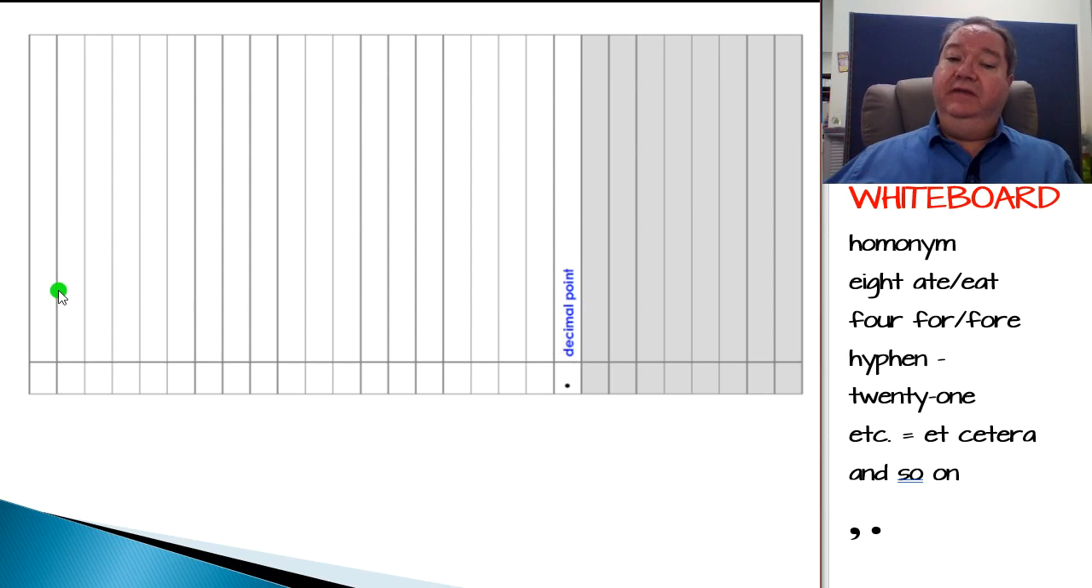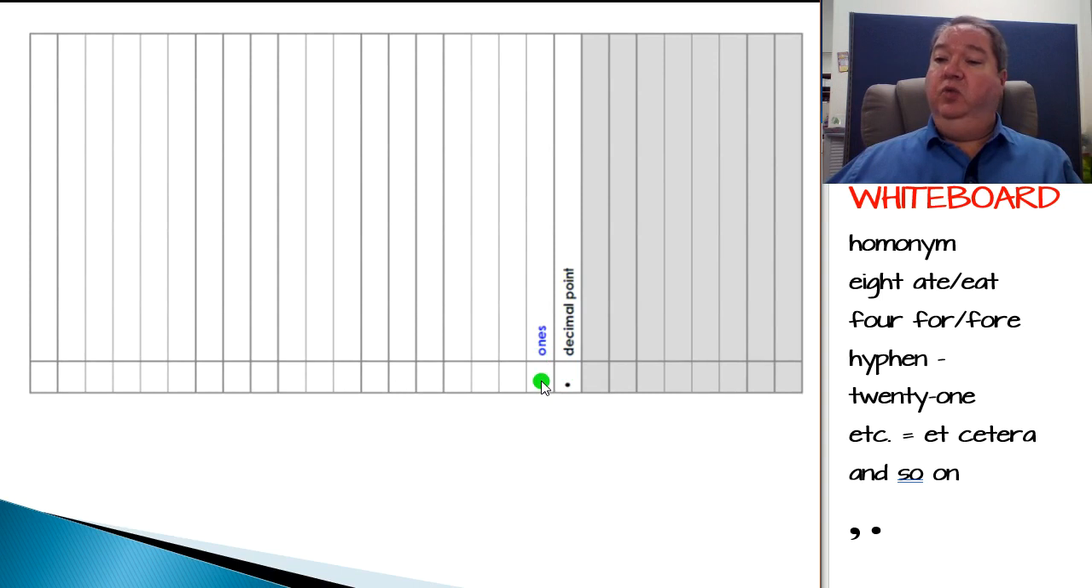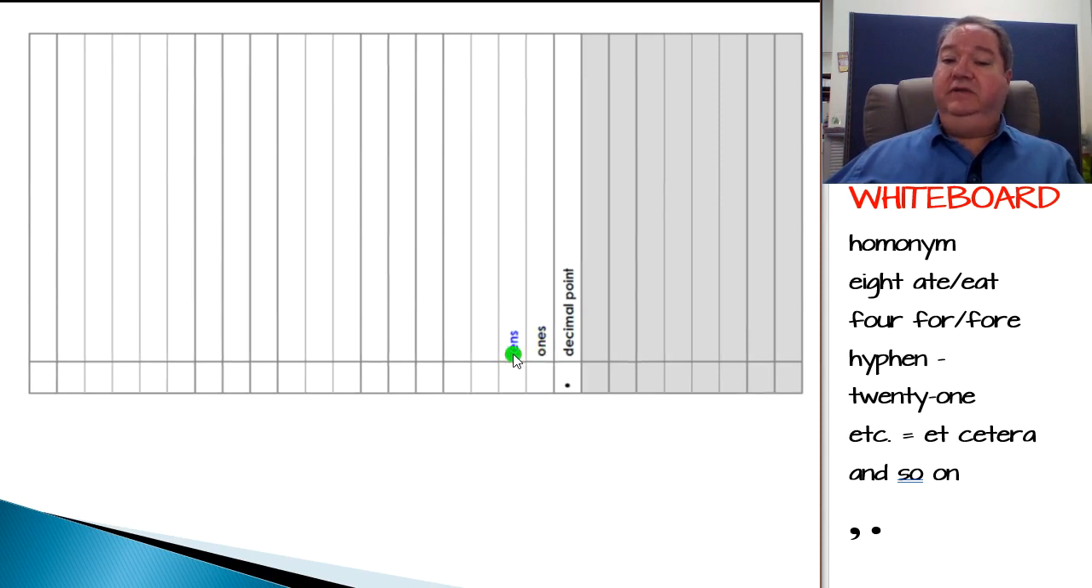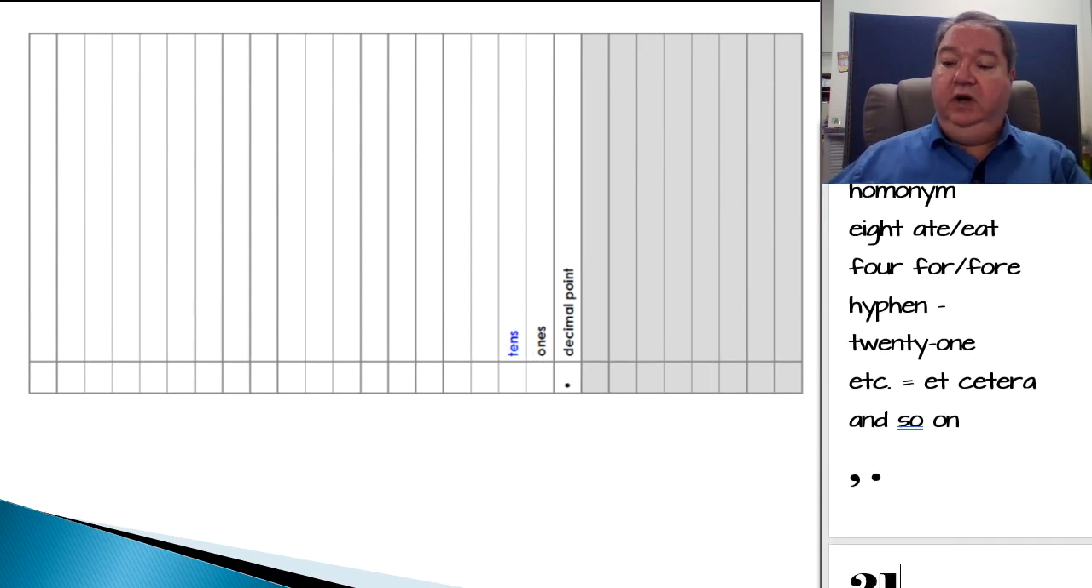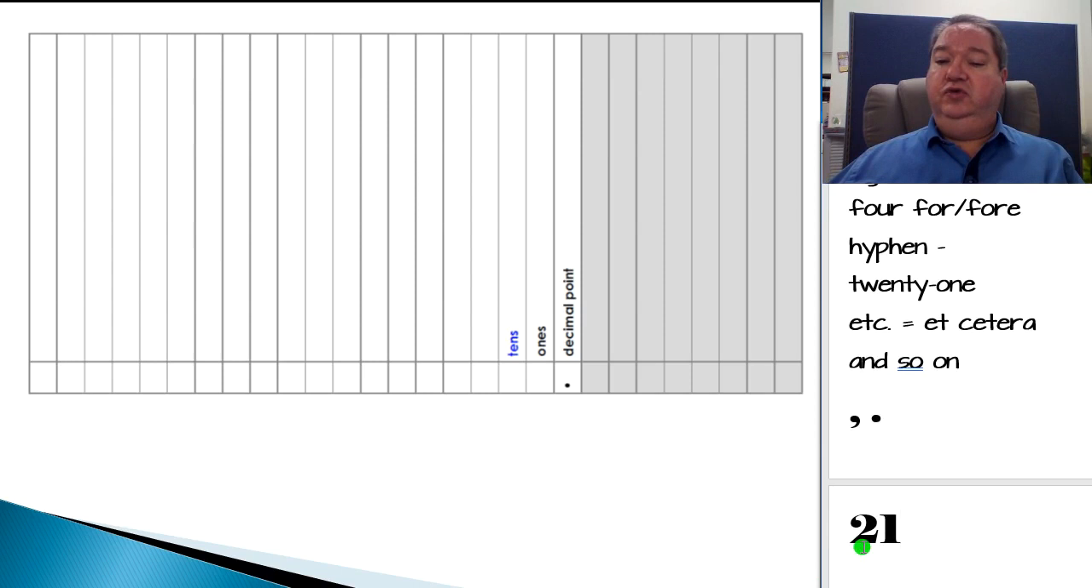Now, we're going to go to the left of the decimal point and fill in the chart to the left here. So the first position to the left of the decimal point is the ones position. Everyone say ones. That's the ones position. Single digits. Then we have tens. For example, if you have the number 21, you have two tens. 2 times 10 is 20, and 1.